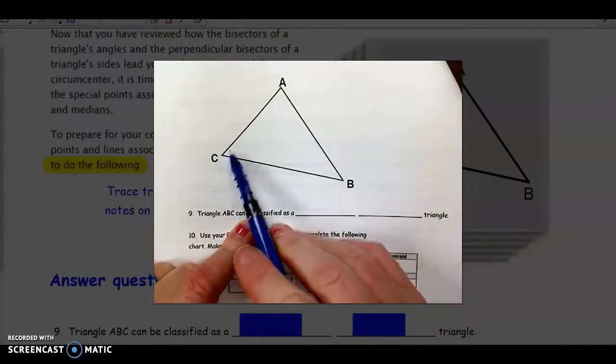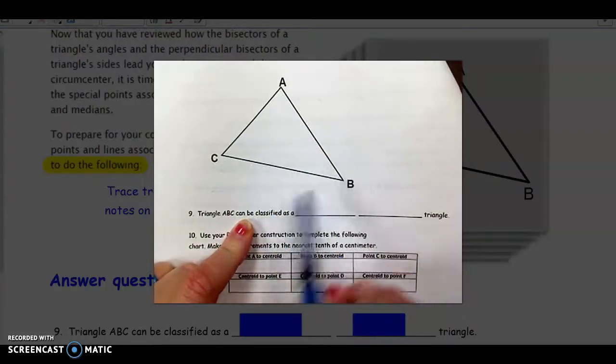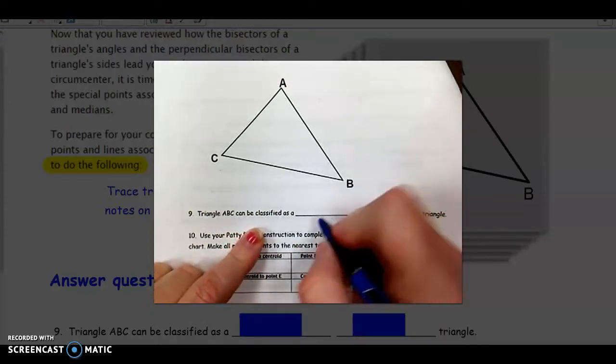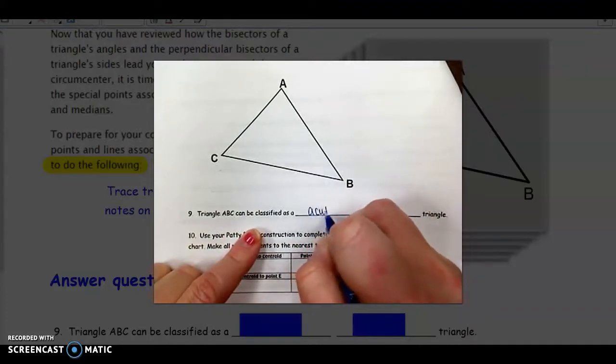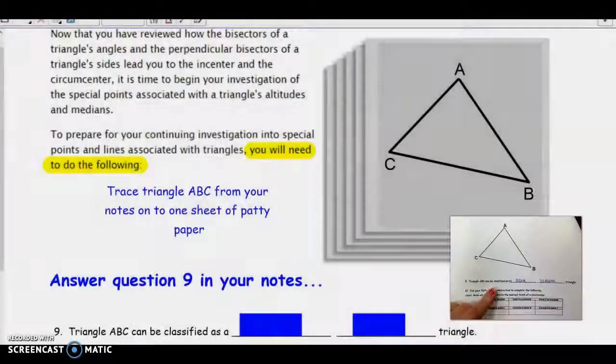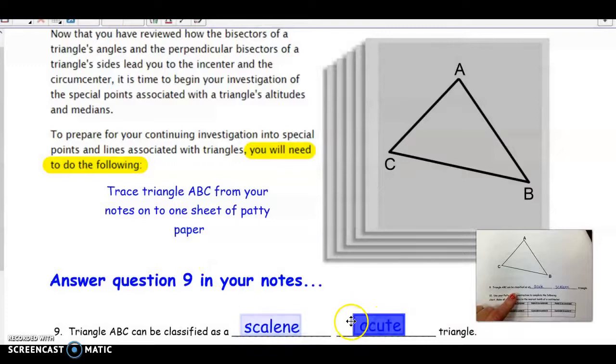The angles, none of them are right angles and none of them are obtuse, so they're all less than 90 degrees. So remember, we classify that as an acute triangle. So this is an acute, I guess it really should say an acute scalene triangle. And so that's what it says, scalene acute, scalene acute, same thing.